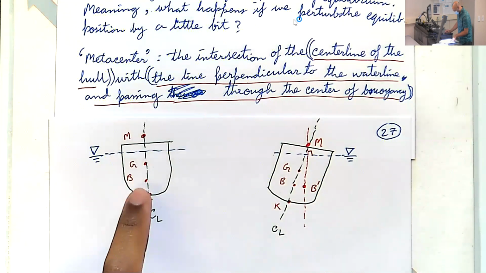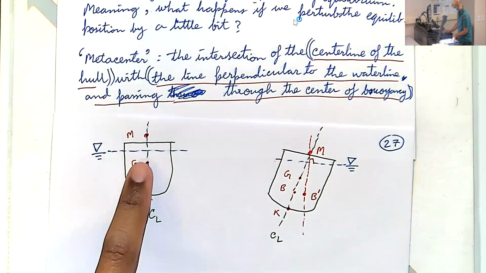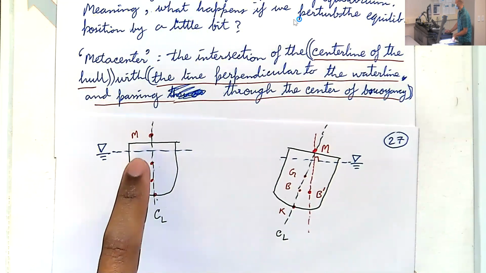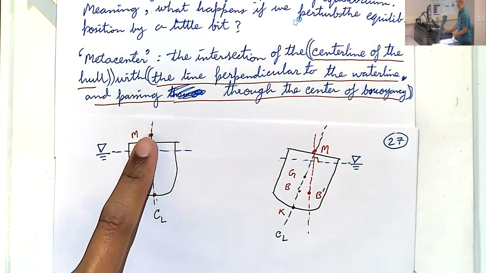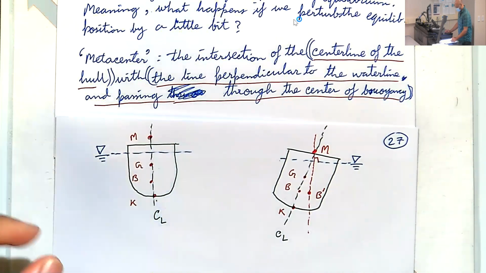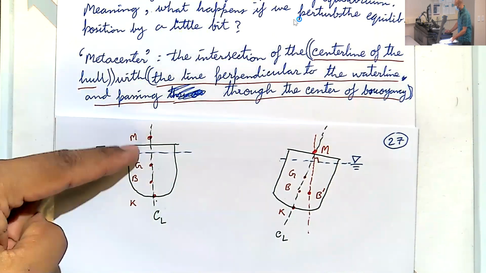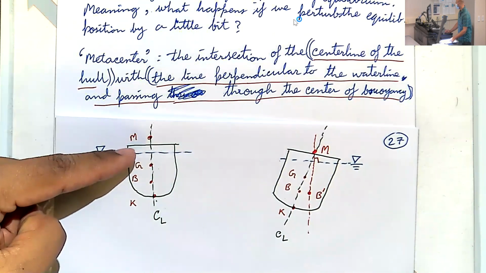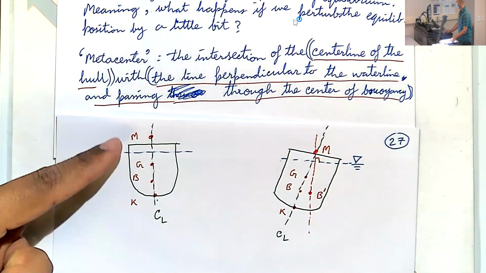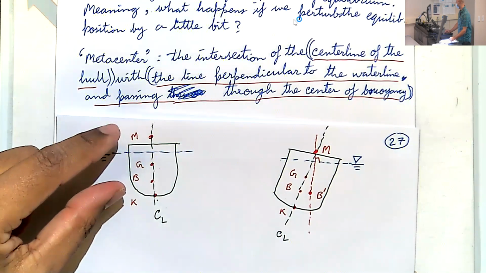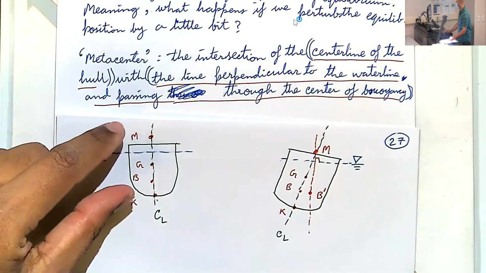Keel, center of buoyancy is B. G is center of mass or center of gravity. And M is the metacenter. At the moment, we don't know where this metacenter location is, how far away it might be from the keel. But we'll see how to compute that distance.